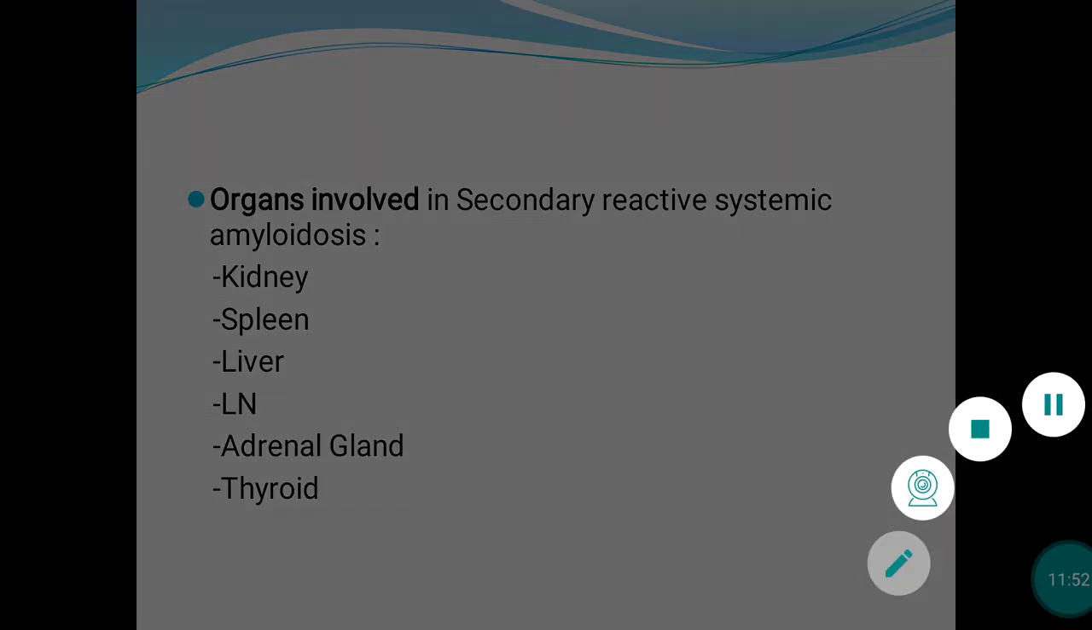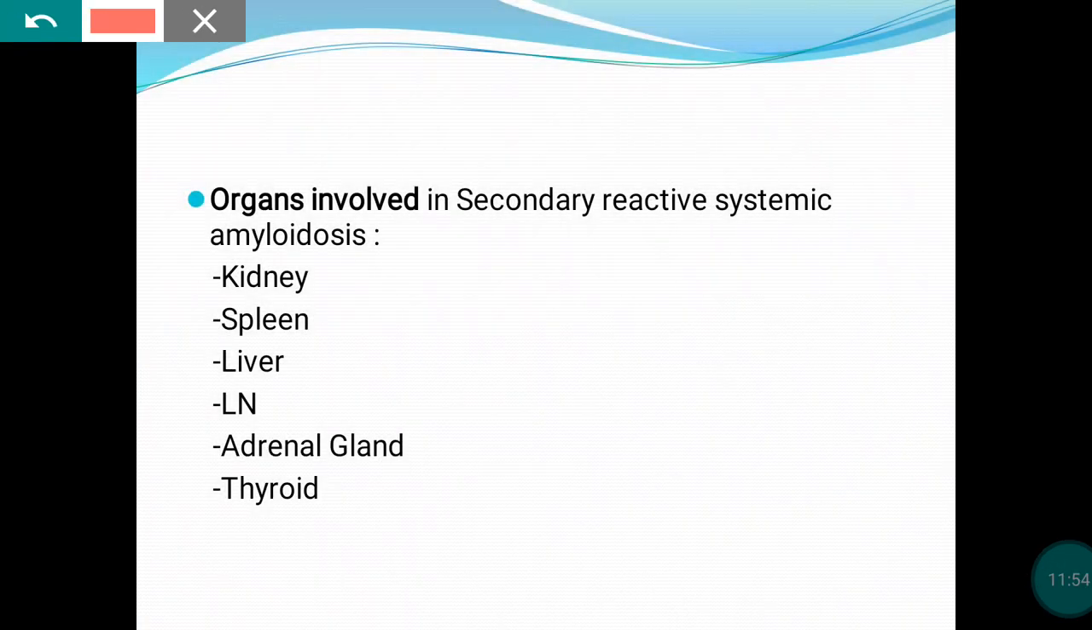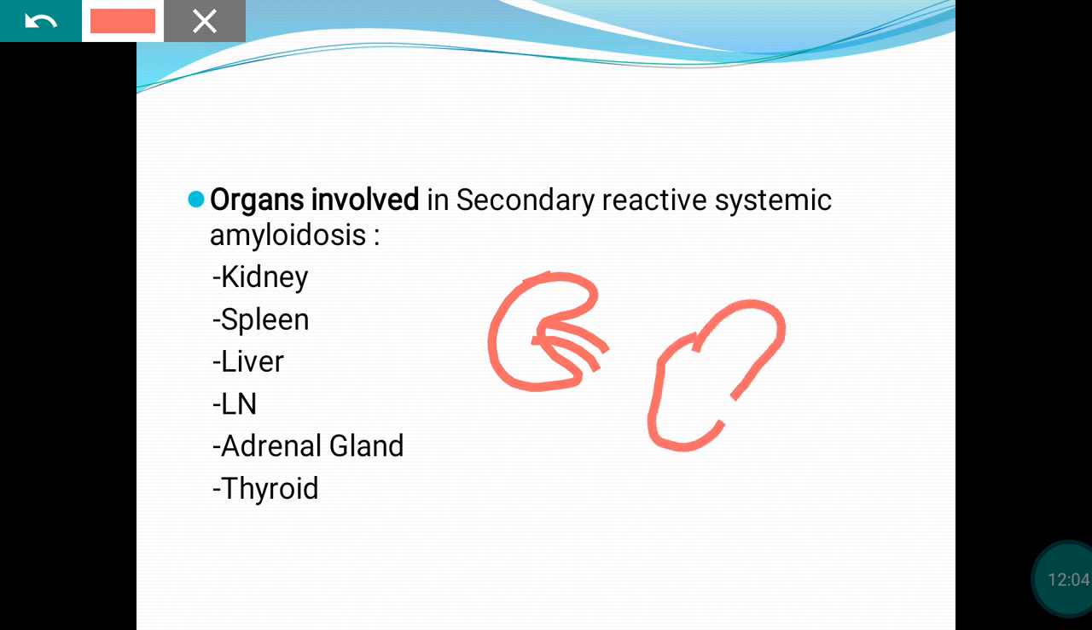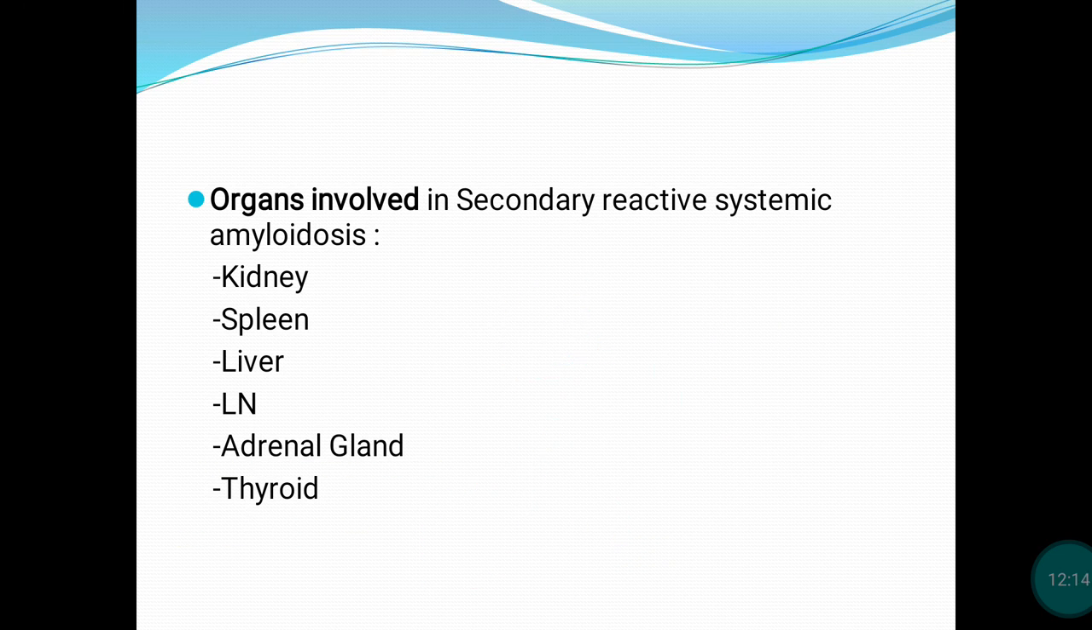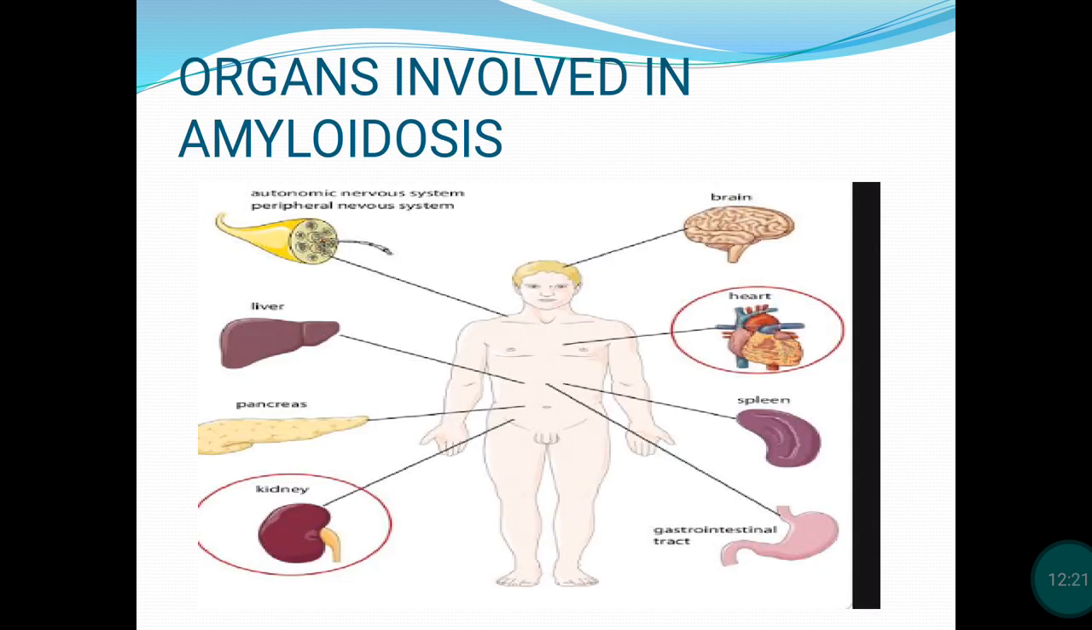Which are the organ that is involved in secondary amyloidosis? Here the organs are somewhat different. Usually it involves kidney. The commonly involved organ is kidney. It can involve the spleen as well. The spleen also can be involved. It can involve the liver. It can involve the lymph nodes. Or it can involve the adrenal glands or thyroid. These are the organs involved in secondary reactive systemic amyloidosis. So these are the organs.